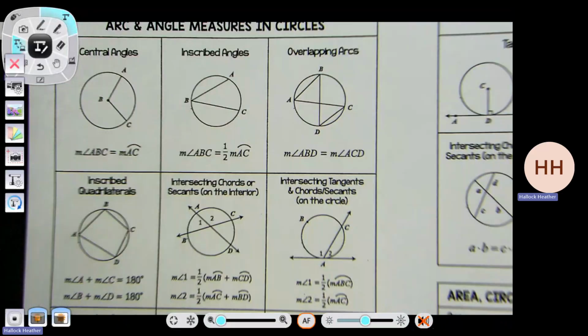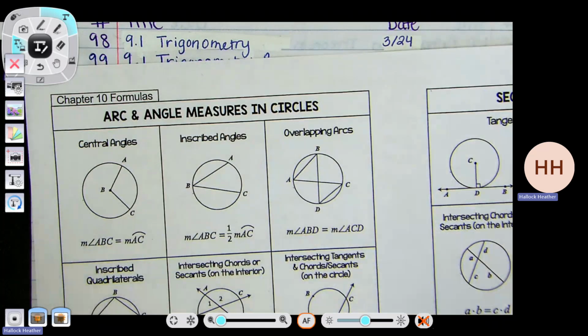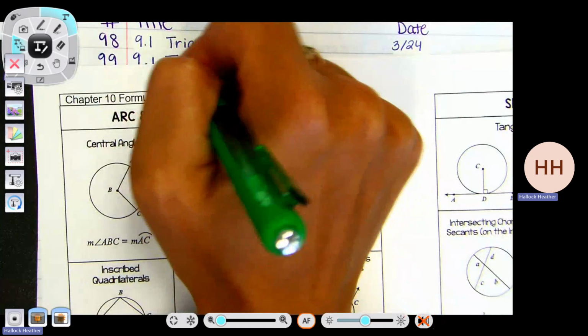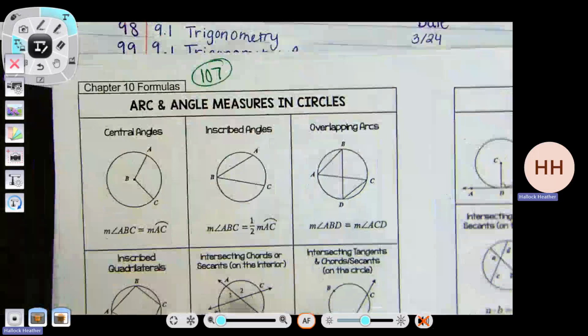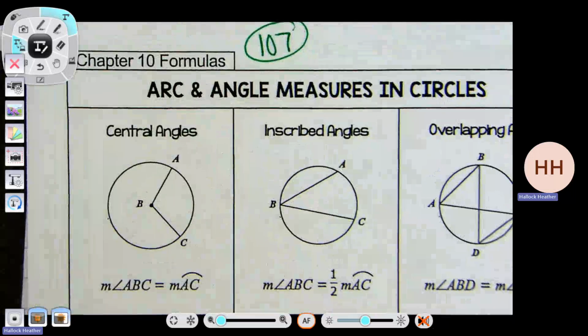So on your formula sheet, let's put 107 at the top of this. We will basically take this out, kind of like when we did our quadrilateral family paper, how we added a little bit to it each day. We'll reference back to this a little bit each day. So we're doing two things on this paper today.